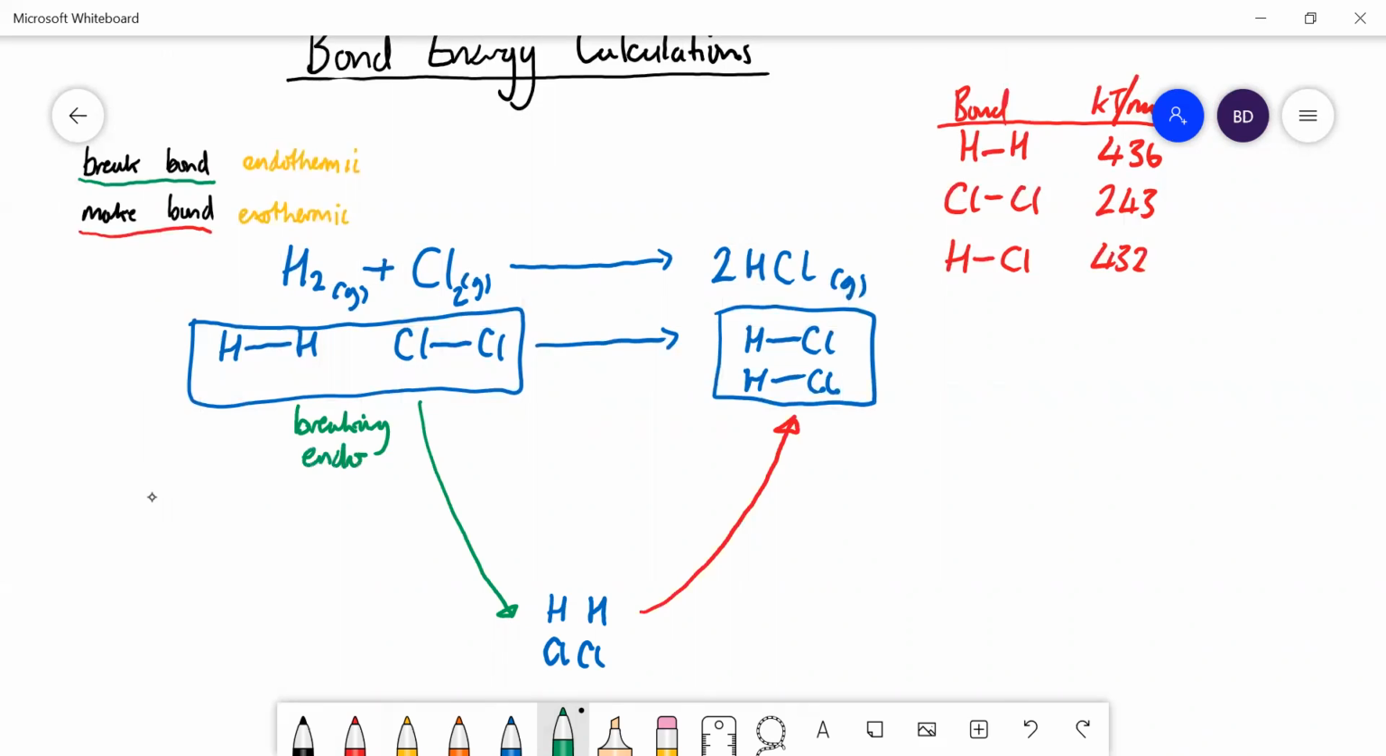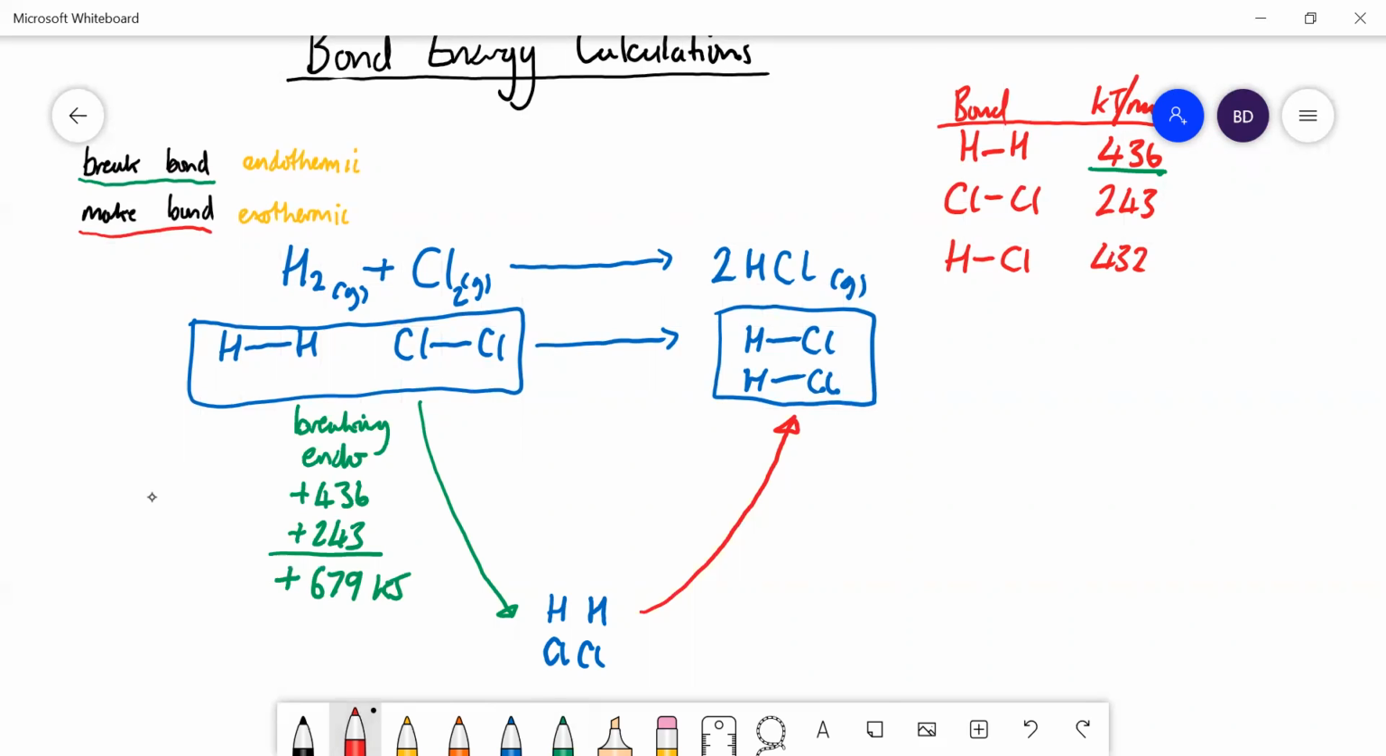You may think it's the wrong way around, but we actually always give that a positive sign. So you just get used to giving it a positive sign. It's going to be plus 436 for breaking the hydrogen, and plus 243 for breaking the chlorine. That comes to plus 679 kilojoules altogether. So that's the energy we've got to put in.